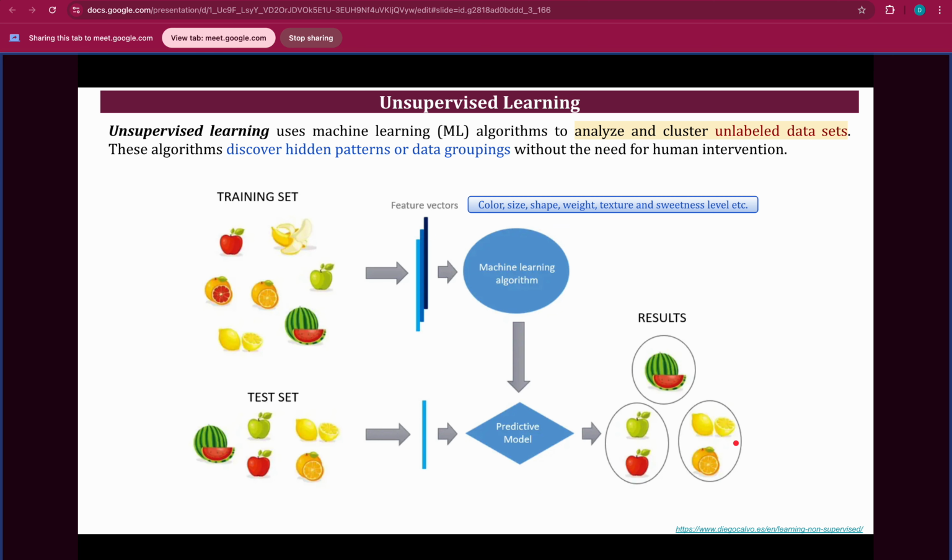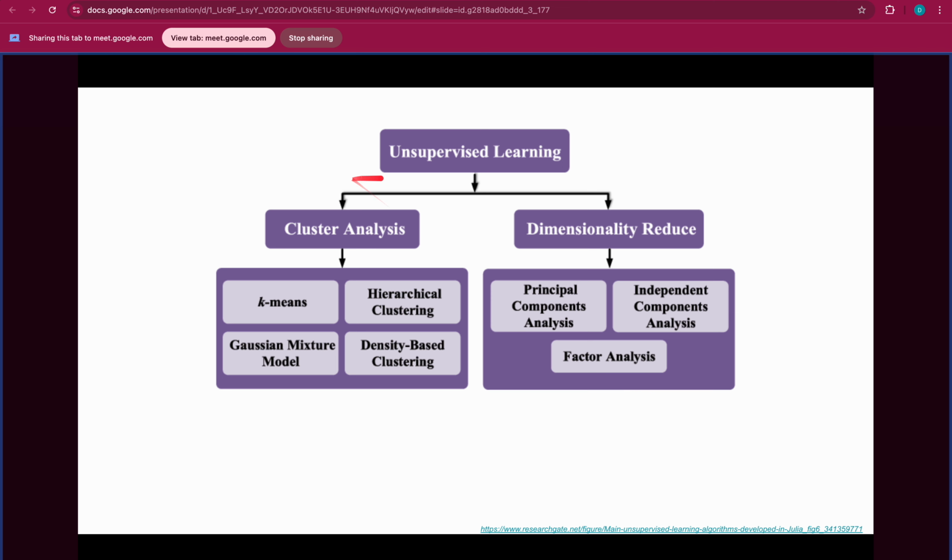Now let's see the next. In unsupervised learning there are two main techniques: one is cluster analysis and the other is dimensionality reduction.